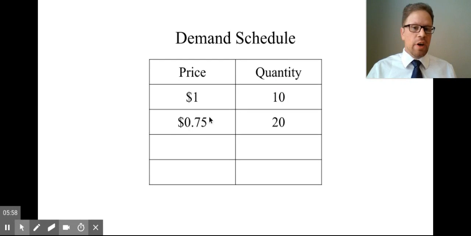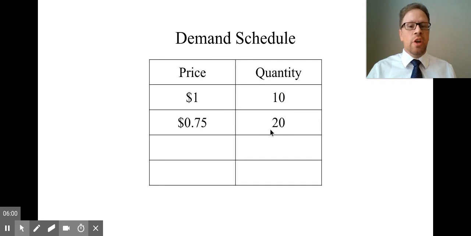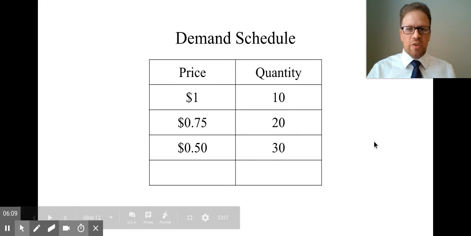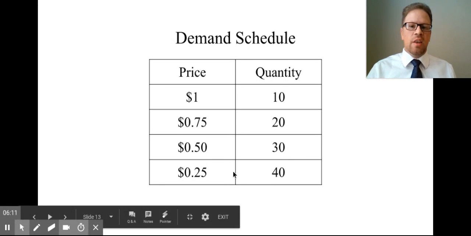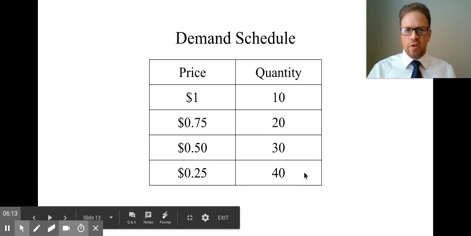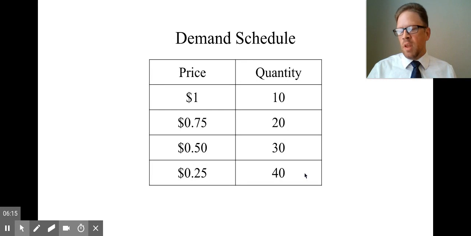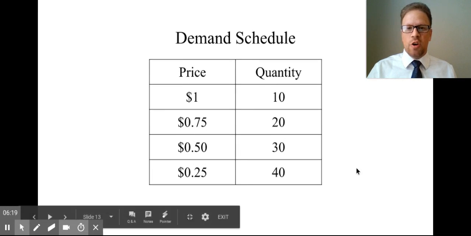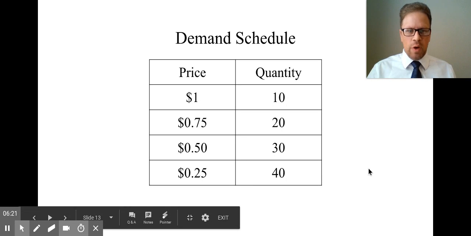If we lower that price to 75 cents, we're going to notice more people interested in purchasing that Mountain Dew. If we lower it again, even more people are probably going to be interested in purchasing that, and we lower that again, even more. Okay, so that's our demand schedule. Now, the information in a demand schedule is often represented in what's called a demand curve. It's an easier way to look at this because you can just use your eyeballs.